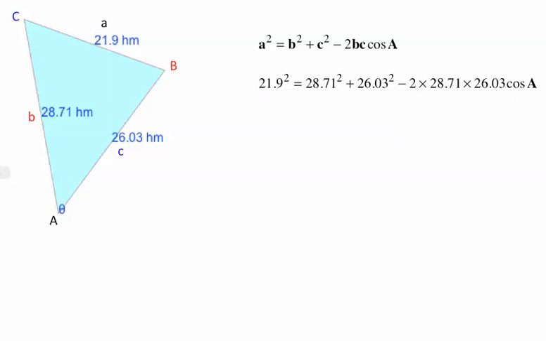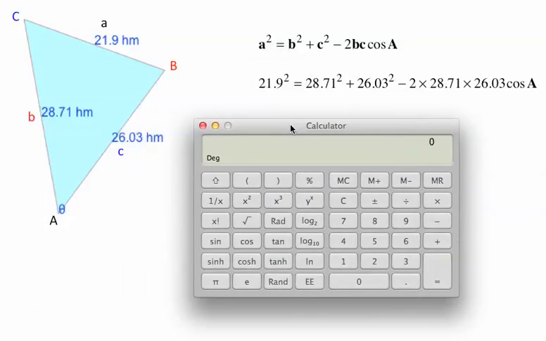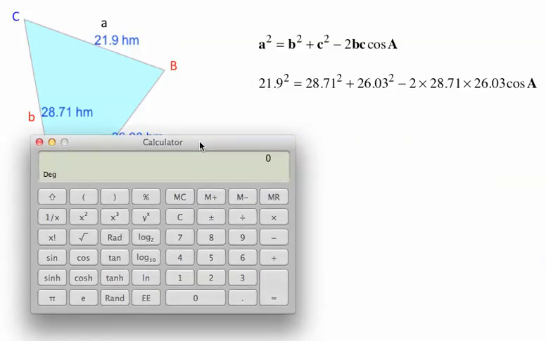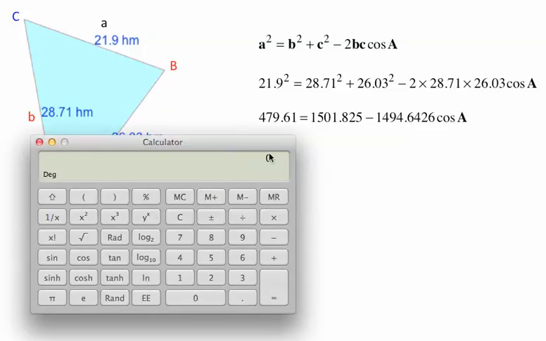Now it's time for the calculator. So get the calculator out. So here we have, I'm going to do 21.9 and square it. So 21.9 squared is equal to 479.61. There it is. And then I have 28.71 squared plus 26.03 squared. I'm going to add those together, and that's going to give me this. Okay, let's just double check all my figures.